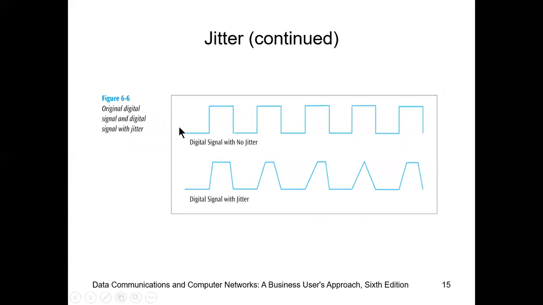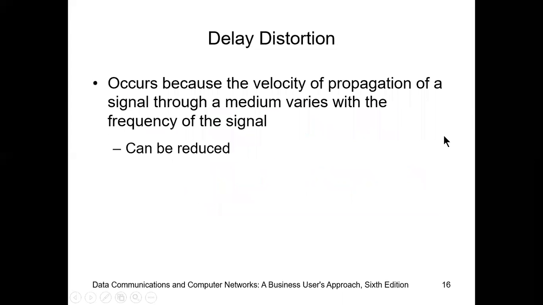So now look at this diagram here. There's a digital signal with no jitter. As you can see, it's just a regular arrangement of lines and peaks. But when there's jittering, you find that the lines are affected and are not so regular. So this is what we call jitter in the transmission of data. There's jittering in the transmission of data, so that's not good.